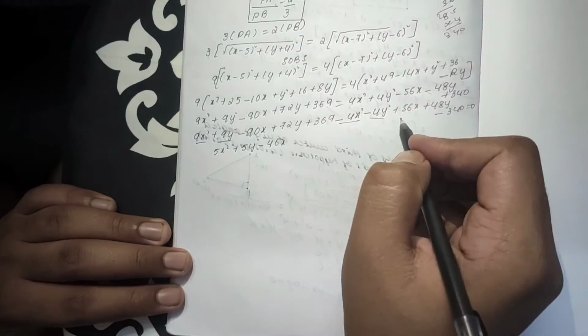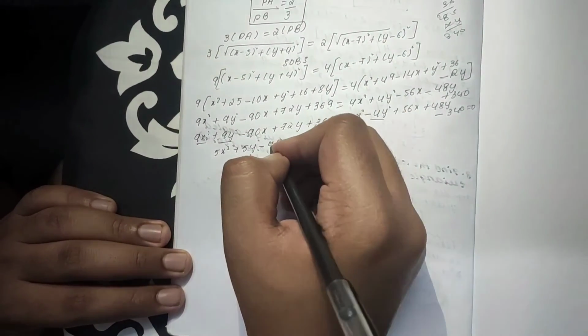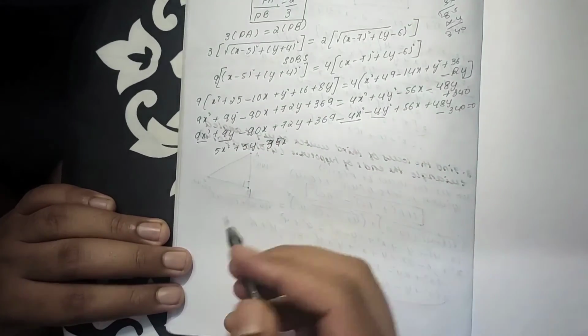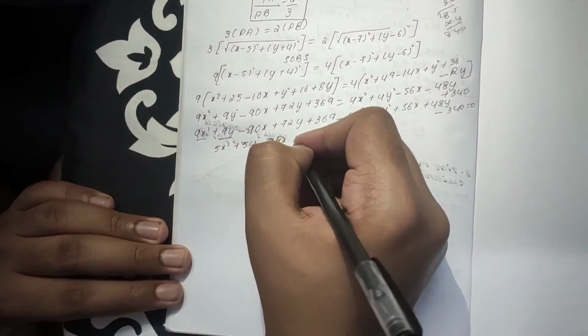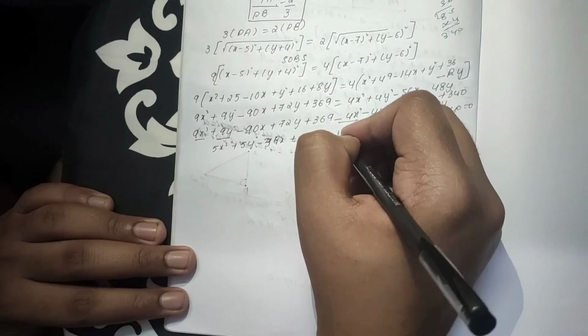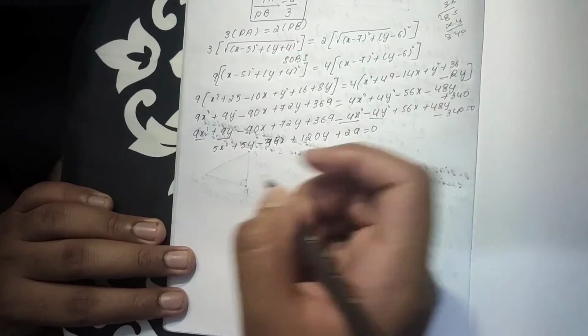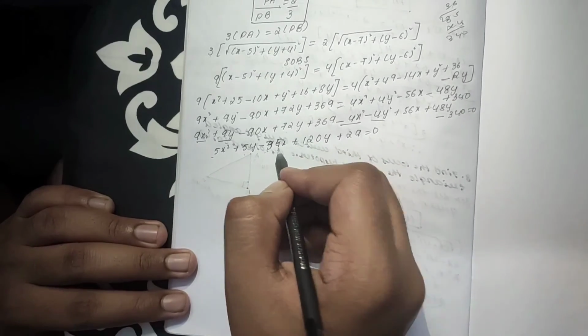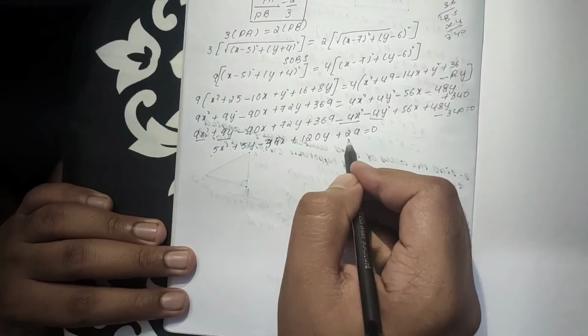Minus 90x plus 56x is equal to minus 34x. 72y plus 48y is 120y, and 369 minus 340 is 29. So the final answer will be 5x square plus 5y square minus 34x plus 120y plus 29 is equal to 0. I hope you have understood the previous sum.